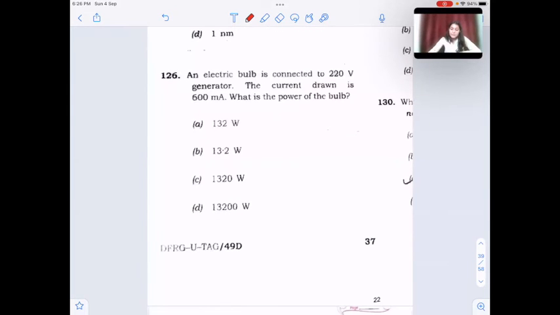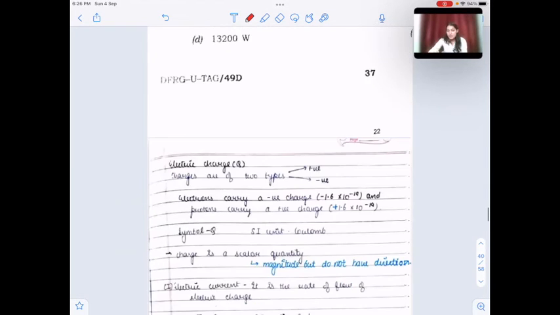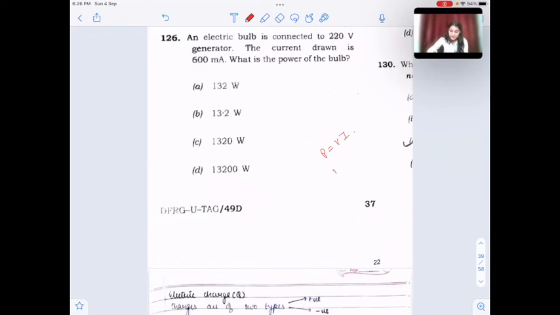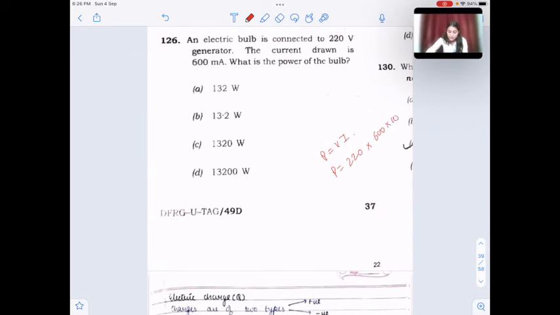An electric bulb is connected to a 220 volt generator. The current drawn is 600 milliampere. What is the power of the bulb? So we know the formula for power, P is equal to VI, right? So P is 220 into current. You need to convert current into amperes. So 600 into 10 power minus 3 amperes. So we'll get 132 watt as the answer. Option A is correct.